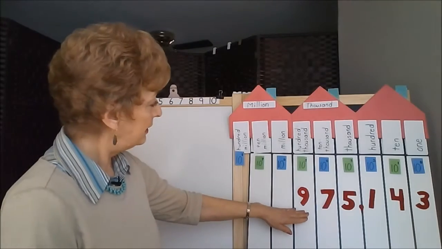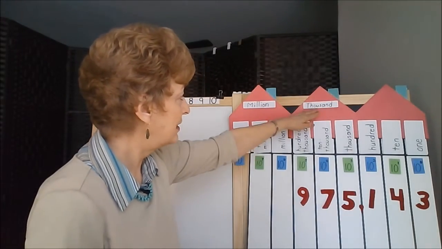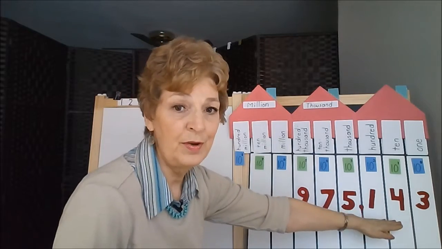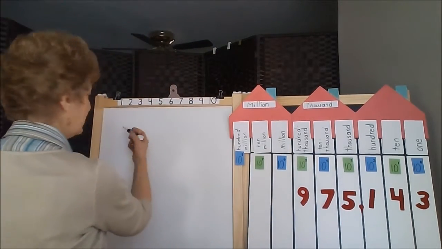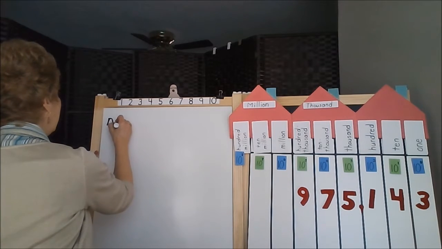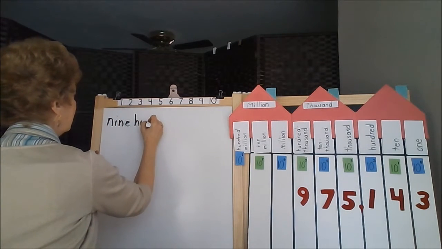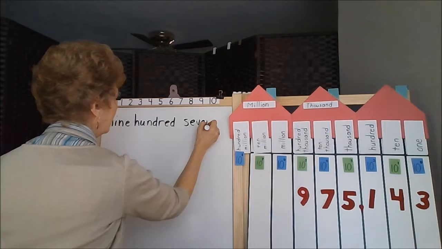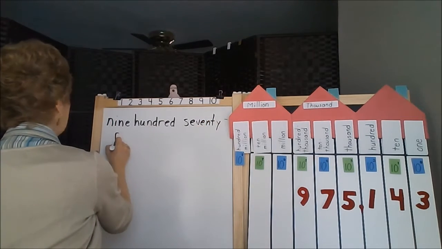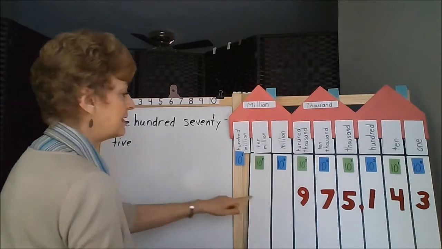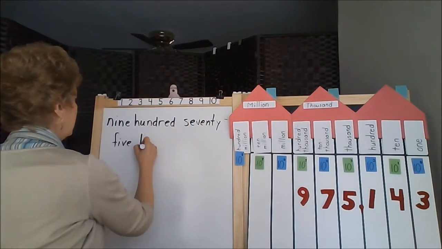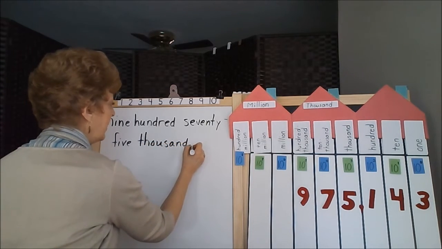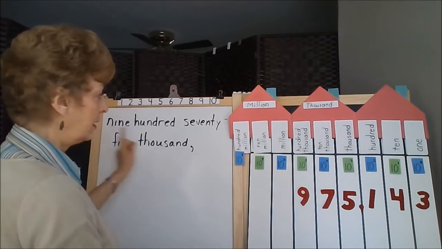Here we have 975. Pause and say the family name. 975,143. To spell this out, we would say 975. Here's my comma, so I must say the family name, 1,000. 975,000. Place the comma in there to show that we're in another house.